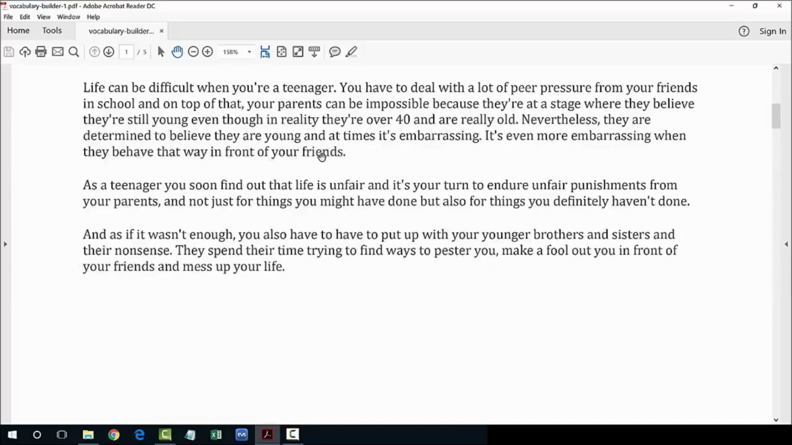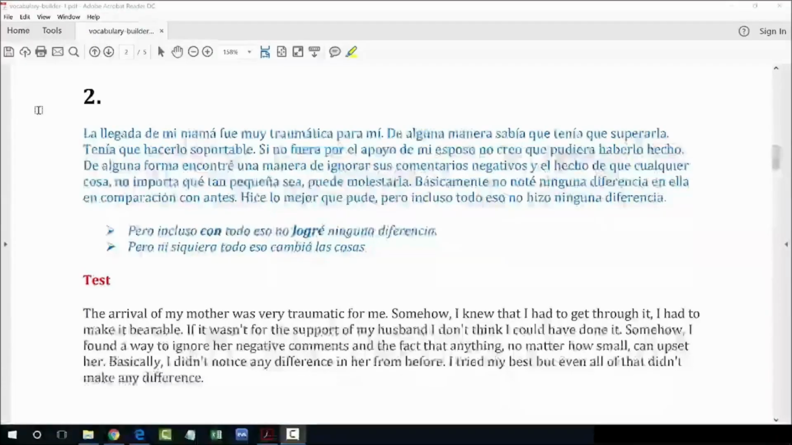Notice that I took my time and I didn't rush. What I said, I said with confidence. And this is how I would like you to translate these passages. Let's have a look at text number 2.